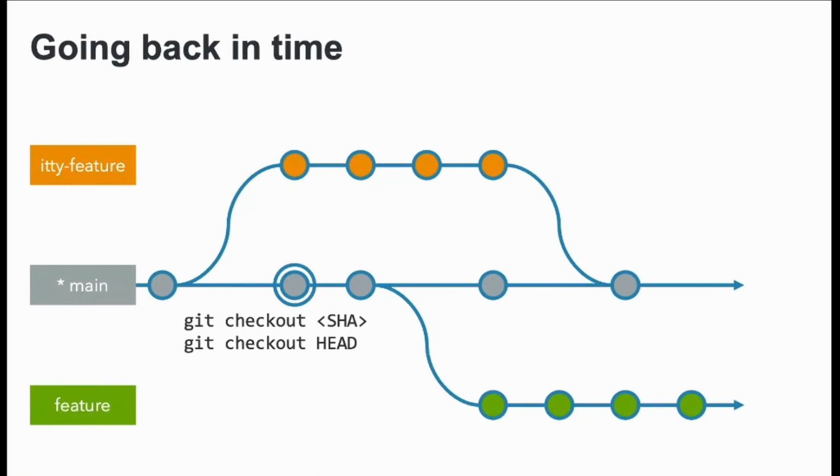So if you want to go back in time, which means put the HEAD at some other point except the end of the branch, then you can use git checkout and an ID or git checkout HEAD. This means you will be in a detached HEAD state. You can look around, you can make some experimental changes, you can even commit them, but you cannot push them, and you will have to create an extra branch for that.